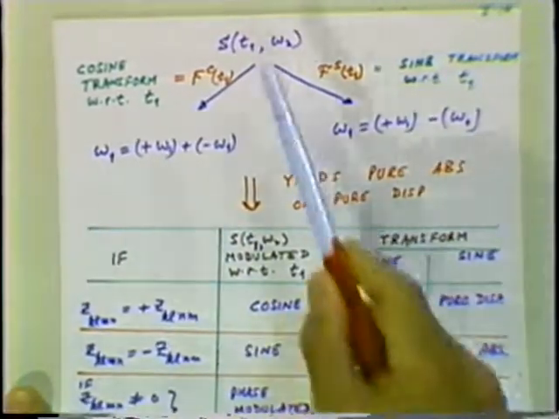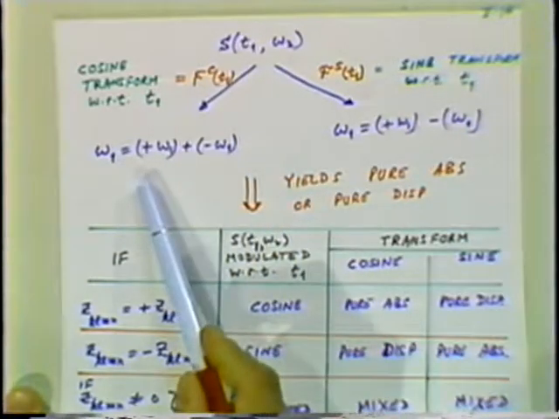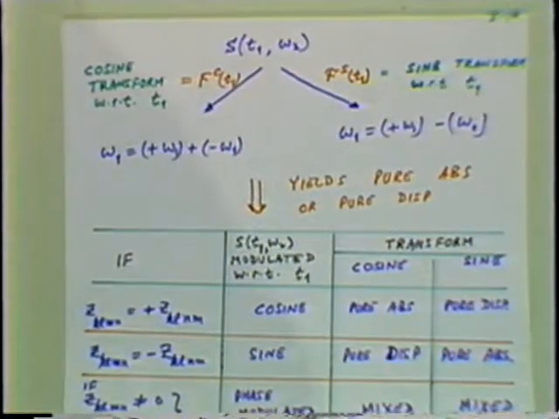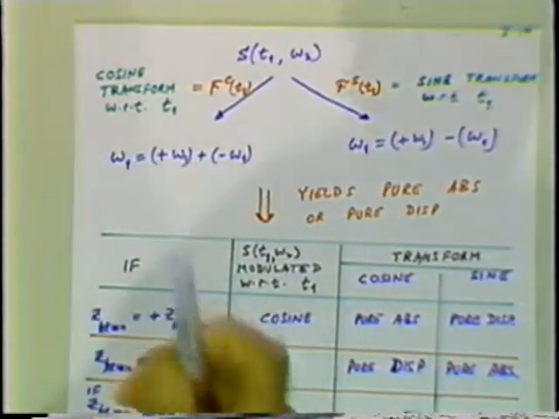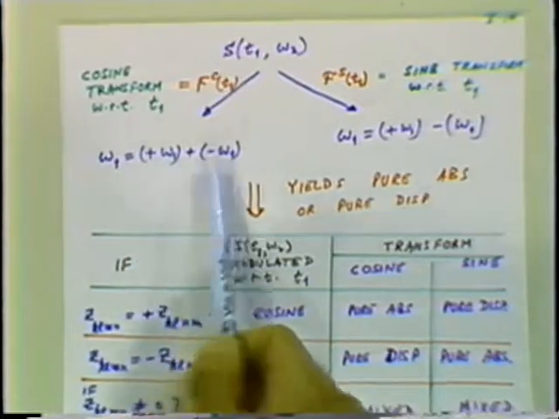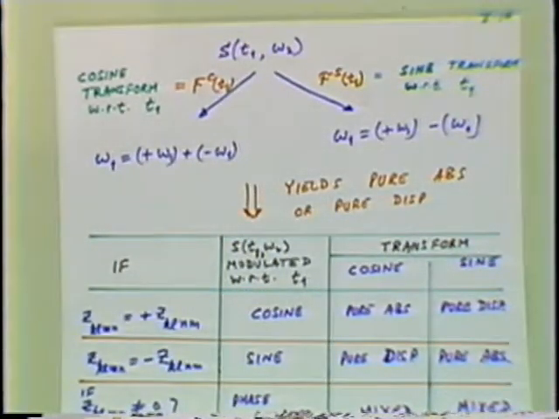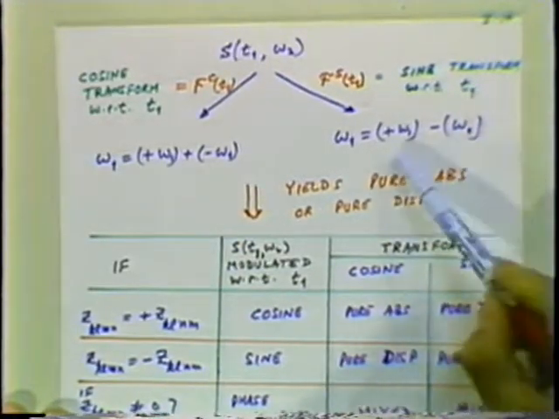Now, if we have the signal and we do a cosine transform with respect to T1, then we will overlap the plus omega 1 and minus omega 1 domain. And what we are going to compute, if we do a pure cosine transform on the signal, is the sum of the omega 1 plus and minus omega 1 parts. If we do a sine transform, we will subtract the two.